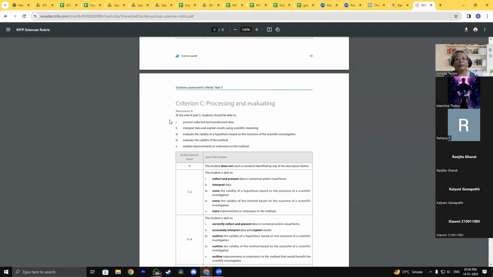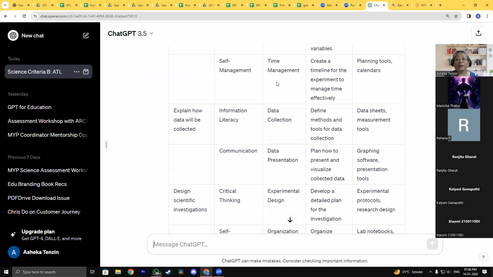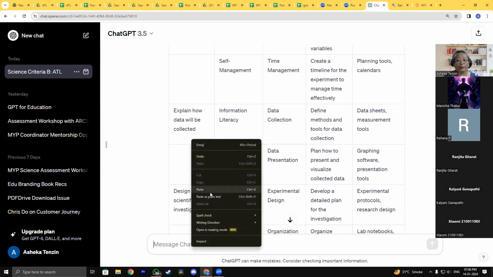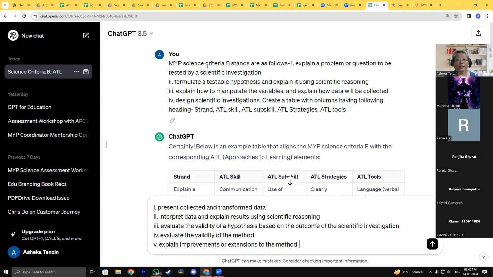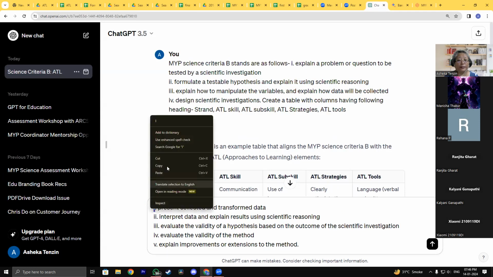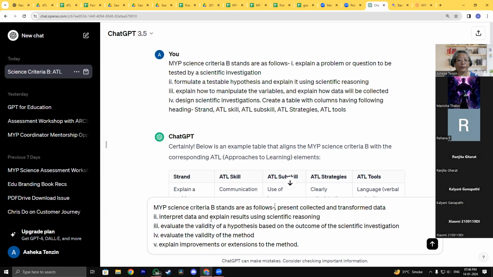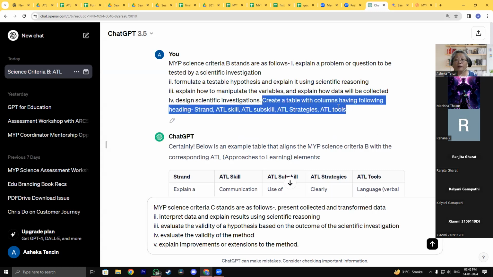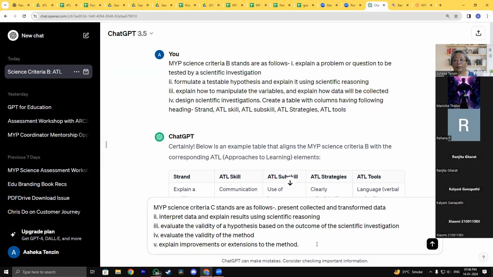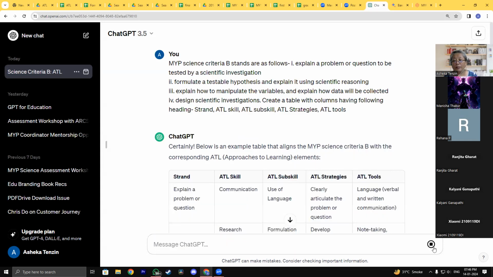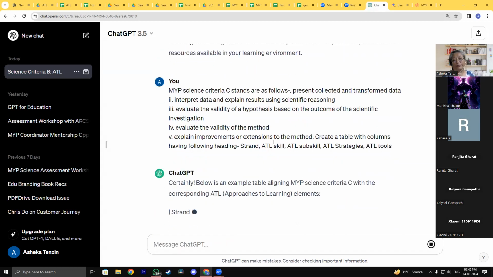Similarly, I can look for criteria C. So I'll copy, say ChatGPT, paste. I will use the same thing. Instead of criteria B, I'll say criteria C strands. Then I'll say create a table. Copy, paste. You will get some.